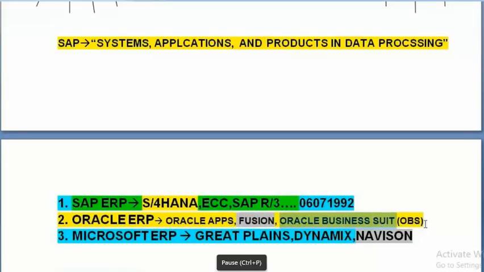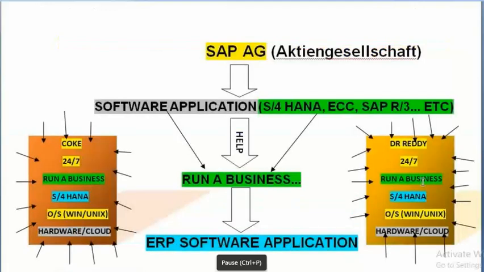So these are the names. Today when people ask what is the name of Oracle ERP, the answer is Fusion. What is the name of SAP ERP? S/4HANA. What's the name of Microsoft ERP today? They call it Navision. So all this software has similar features and similar responsibilities to run the businesses.